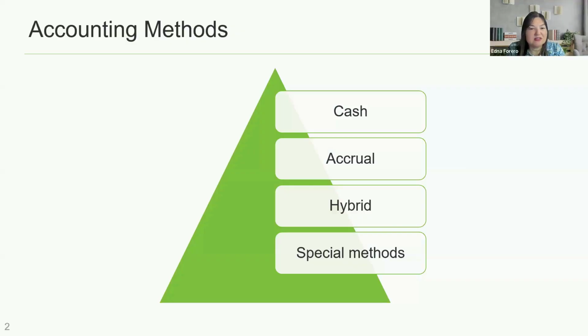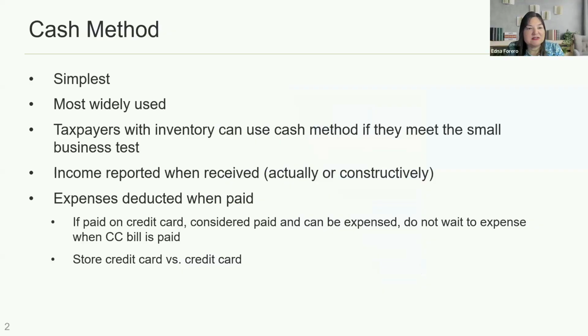So we're going to take a few minutes to really talk about how those are used and how our clients can help make some of those decisions when they're choosing which accounting method. So the cash method is the simplest, and it's the most widely used. Taxpayers who have inventory can use the cash method if they meet the small business test.